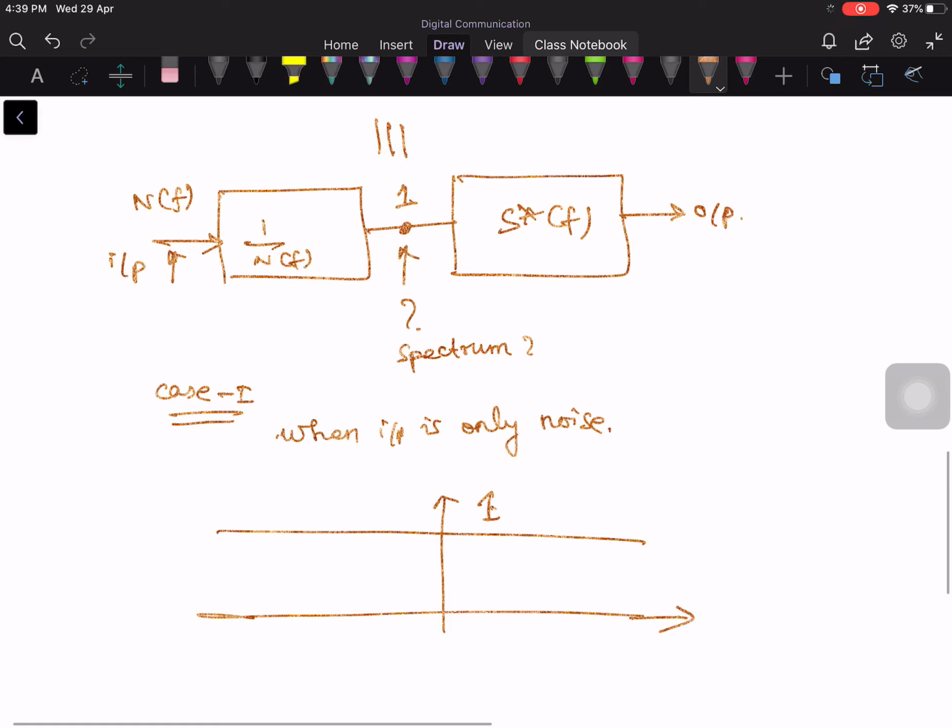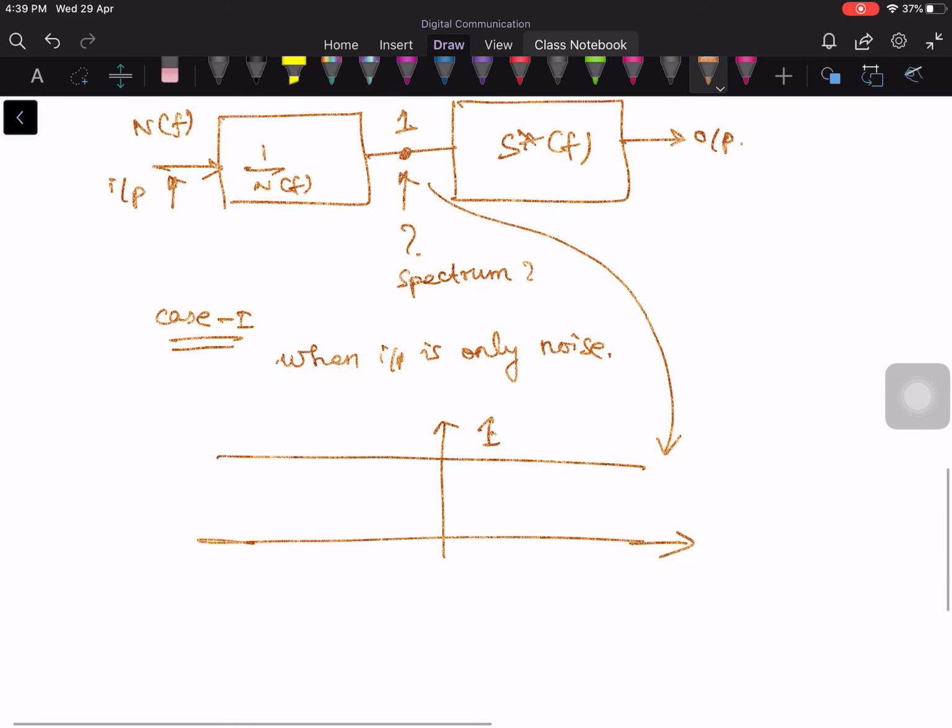So this is your frequency axis. At this point, your spectrum looks like this if the input is noise. This figure is only for when the input is noise. When the input is noise alone, then at this point the output of this block is constant, which is equal to 1. So whatever noise is present in the input, which is white, appears here.